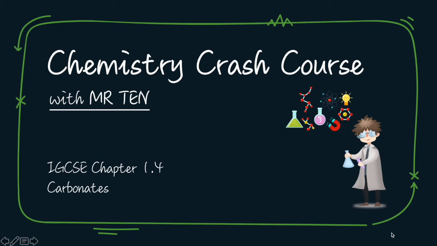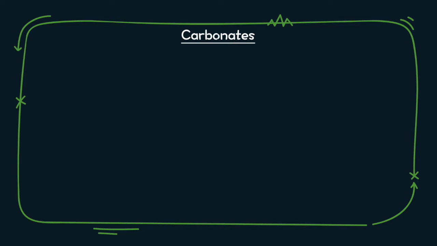Hello everyone, this week our chemistry crash course is going to focus on carbonates, a chapter you can see in both IGCSE and SPM. The four main things you must know for carbonates are limestone, lime, slaked lime, and lime water. Let's go into the details one by one.